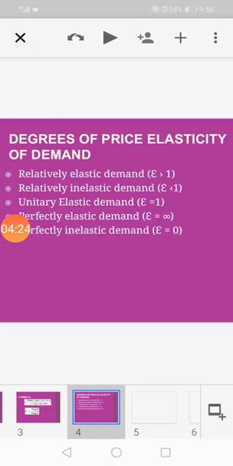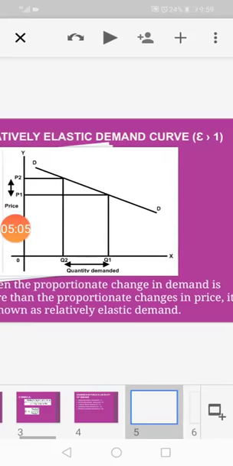When elasticity of demand is greater than 1, it is called relatively elastic demand. When it is less than 1, it is called relatively inelastic demand. And when it is equal to 1, it is called unitary elastic demand. And there are two extreme cases: when elasticity of demand tends to infinity, demand is perfectly elastic, and when elasticity of demand is equal to 0, it is perfectly inelastic demand. What does it mean? Let's see the next slide.